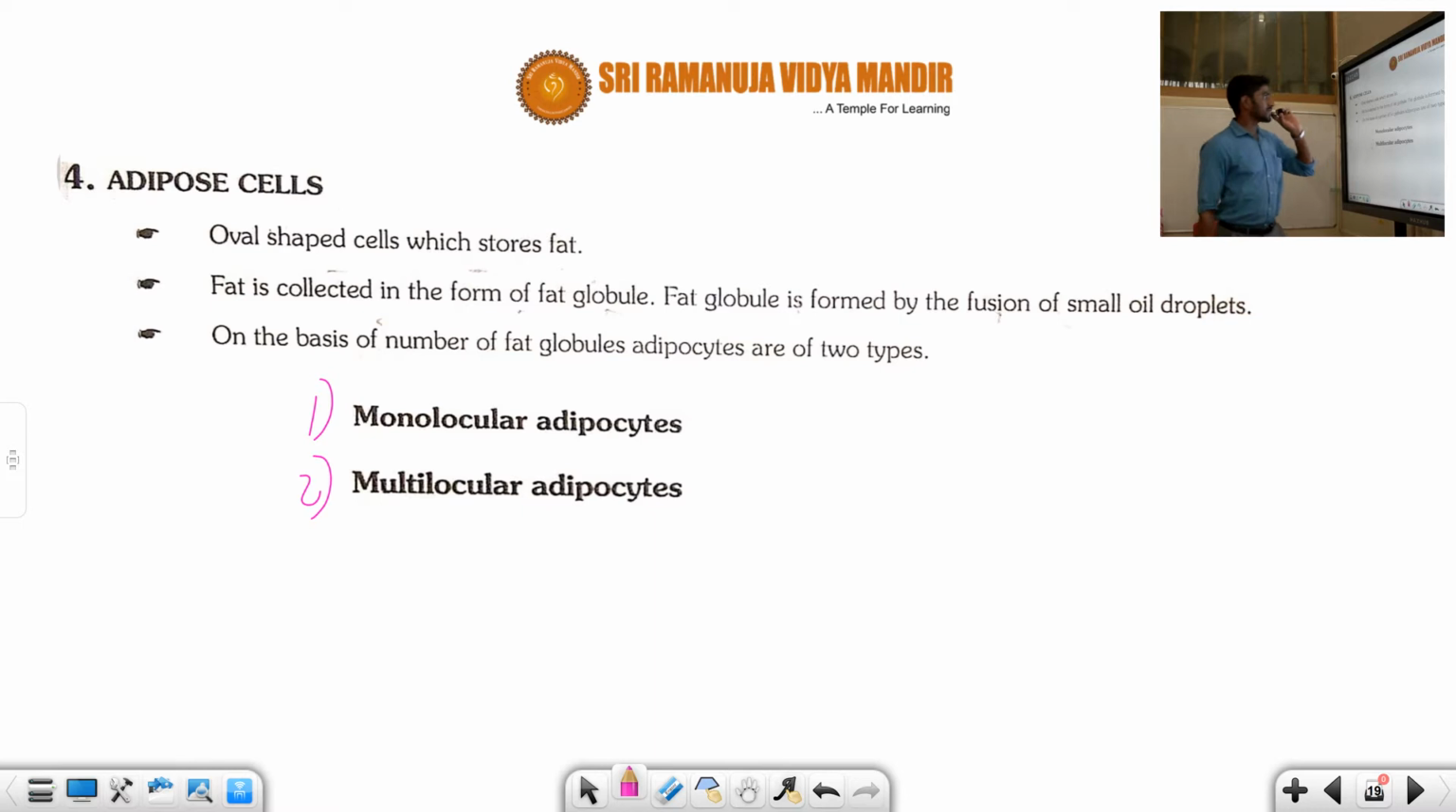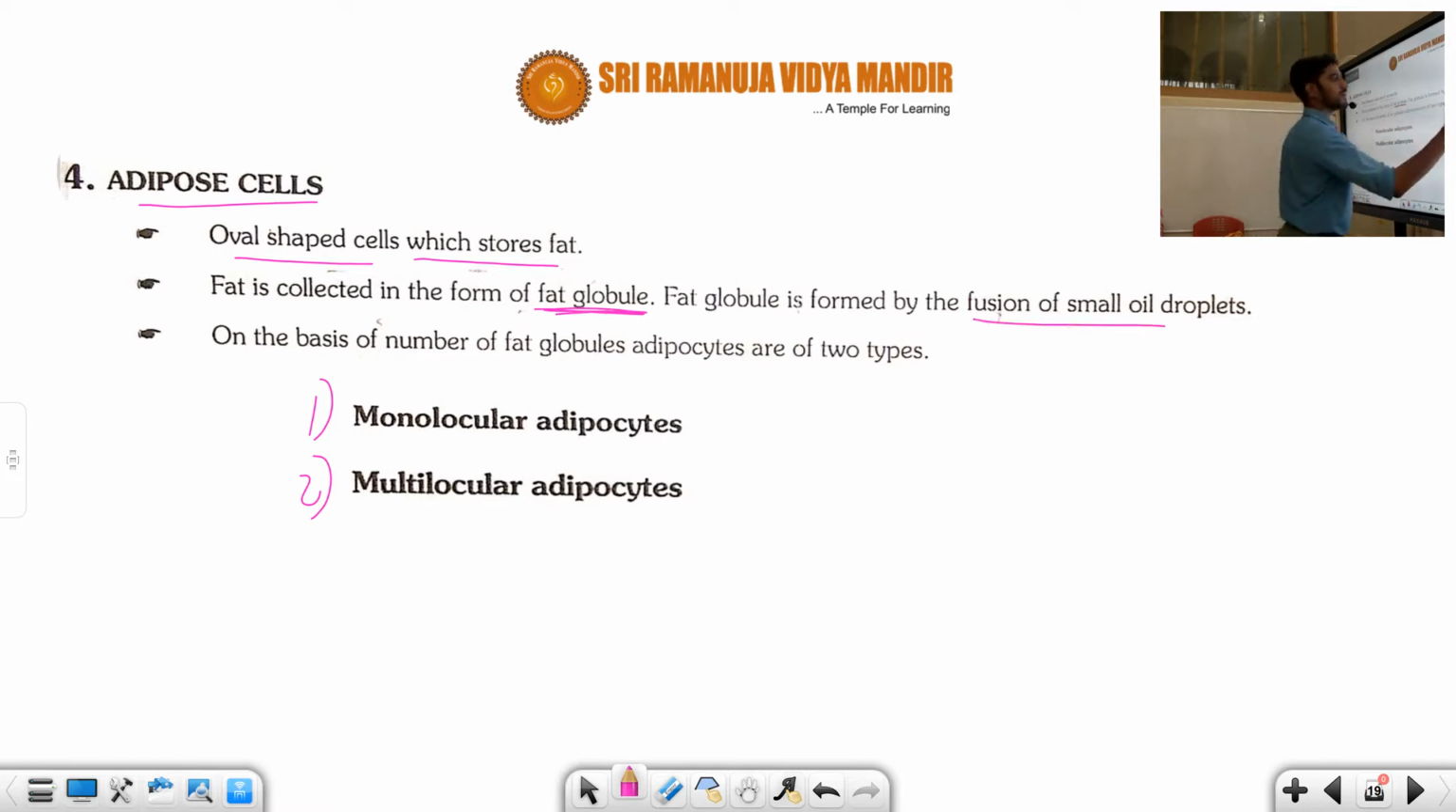The fourth one is the adipose cells. Adipose cells are oval shaped cells that store fat. The fat is collected in the form of fat globules. Fat globules are formed by the fusion of small oil droplets.